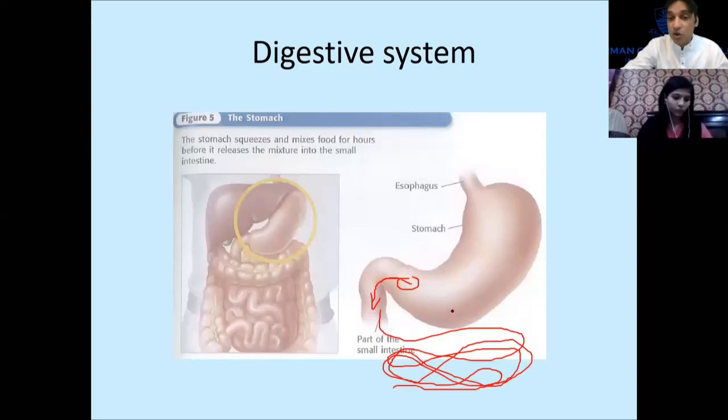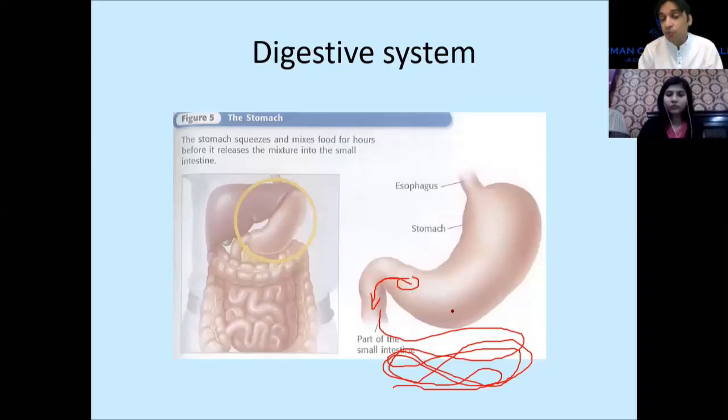The first part is called the duodenum. You can choose to forget the name, okay? You just need to remember, because of the function of the small intestine, it is divided into 3 different fragments. The first part is called the duodenum. It is associated with other organs which help in the digestion of the food present in the stomach.